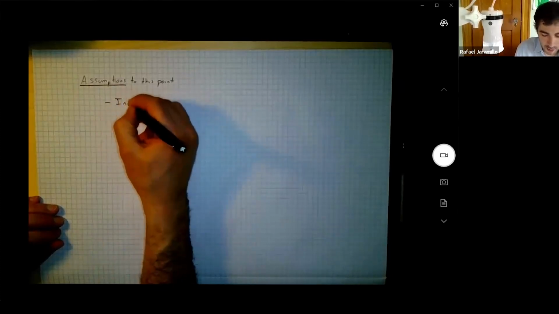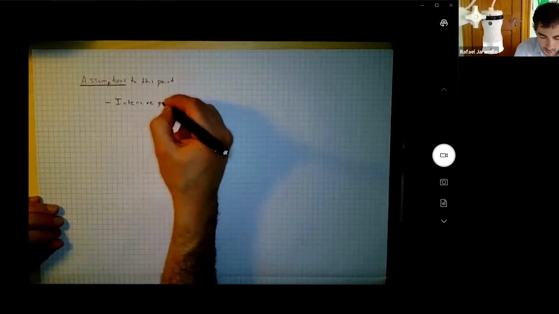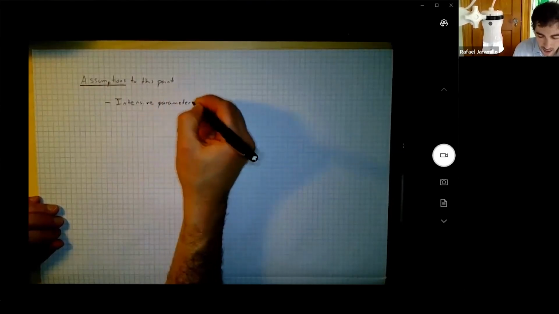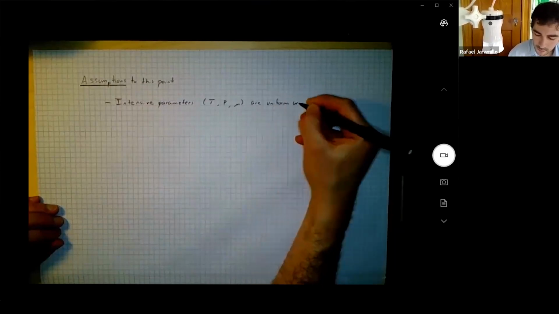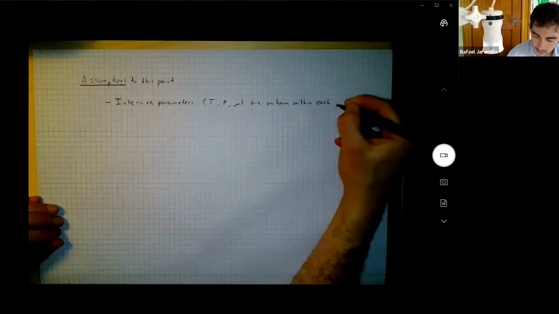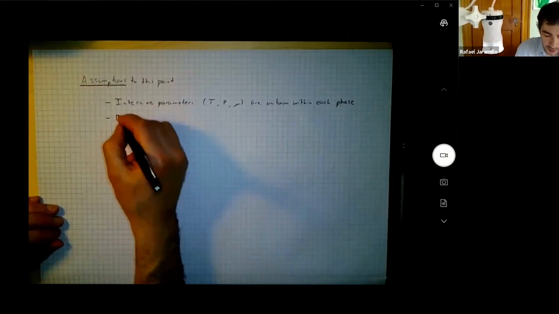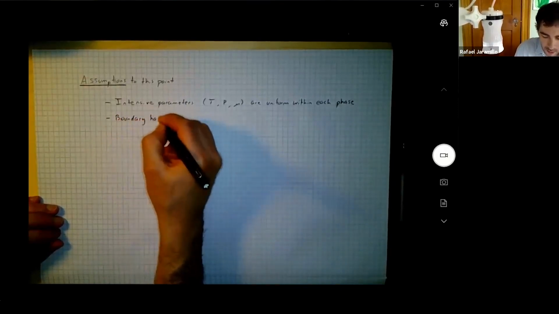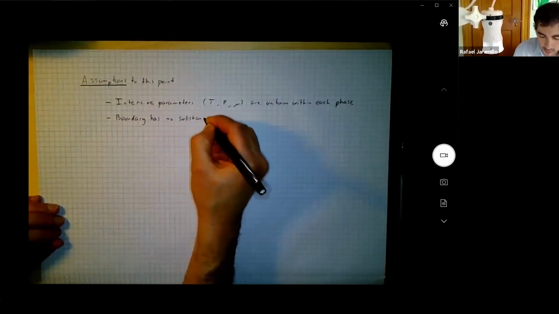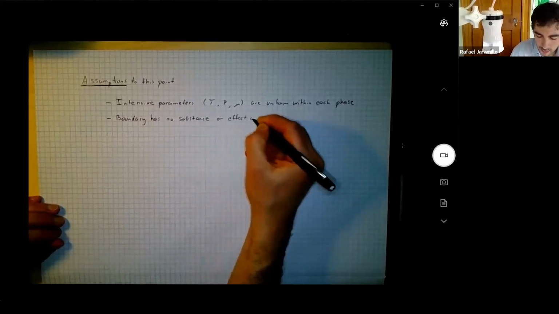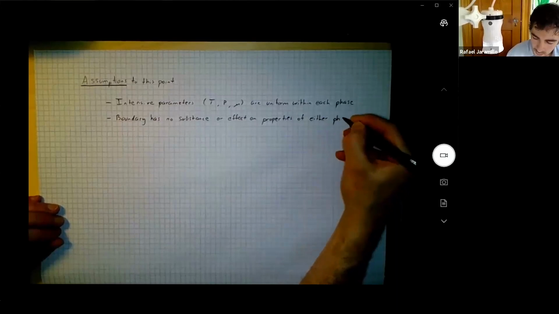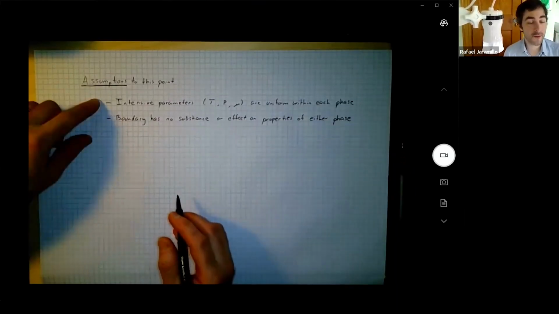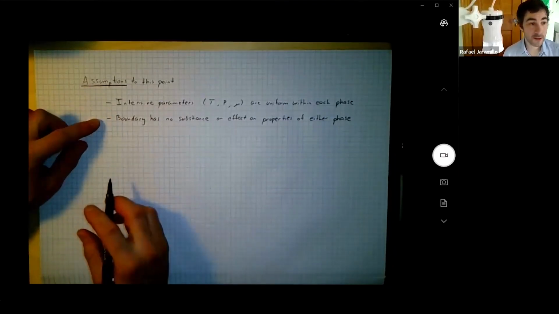The assumptions to this point are that the intensive parameters, that is T and P and mu, are uniform within each phase. That's been an assumption. We also assumed that the boundary has no substance or effect on properties of either phase. So this is relatively straightforward. This gets complicated. So we've assumed the boundary is a dashed line with no substance.